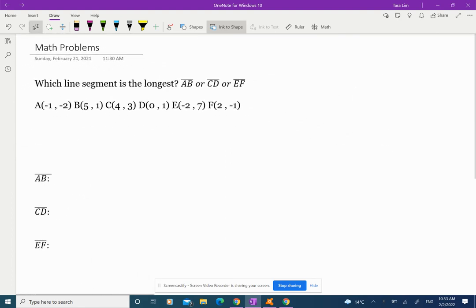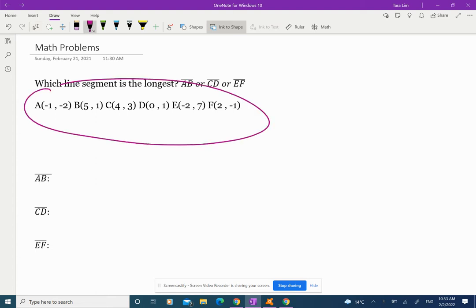Which line segment is the longest? Line AB or line CD or line EF? So here you can see that these are points and there are coordinates. So in order to find which line segment is the longest, we have to find the distance of each line.